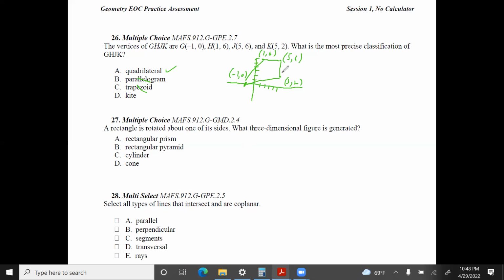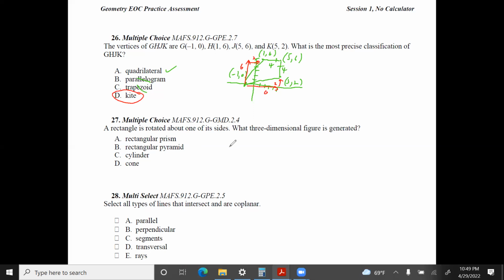In order for this to be a kite, we have to have two pairs of consecutive congruent sides. Find the difference between these two. This length is 4. Find the difference between these two, and this side is also 4. That's one set of congruent sides. For the other part, if we count the difference, you go over 6 and up 2. Now, you could use Pythagorean theorem or distance formula, but since we have the same two legs on each of those, they must be the same distance. So they must be congruent, and therefore this must be a kite.